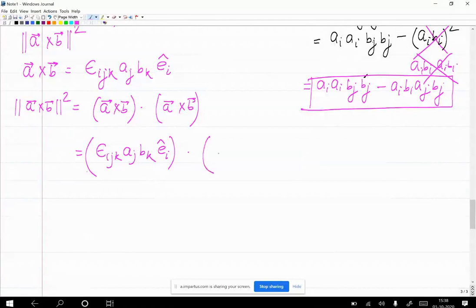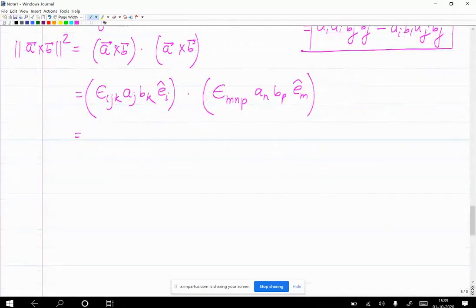dot with. Now you should not repeat ijk again because you see ijk have already appeared twice. Use something else. For example, epsilon_mnp a_n b_p e_m. Correct? So I hope you are with me. Okay. So now you see these are all scalars.